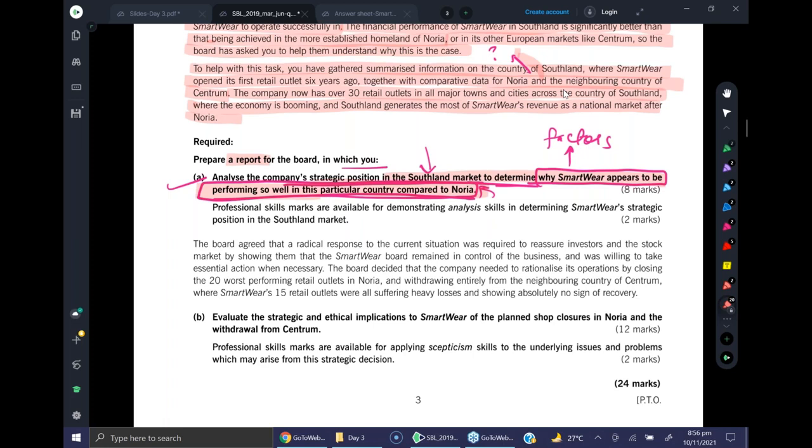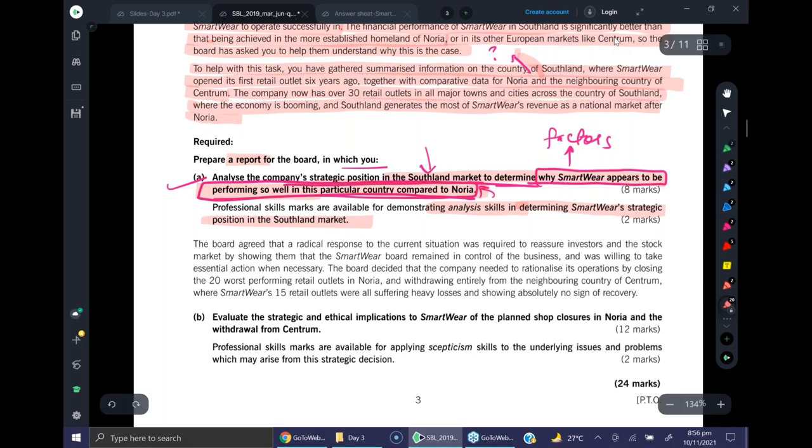Not that you must apply it here, just saying. Yeah, so you can apply those concepts if you want to. But the main focus is going to be what's going on so well in Southland, which is making this company successful. Professional skills marks are available for demonstrating analysis skills in determining Smartware's strategic position in the Southland market. So of course, by picking up the relevant information and explaining our points, we are going to get these marks.